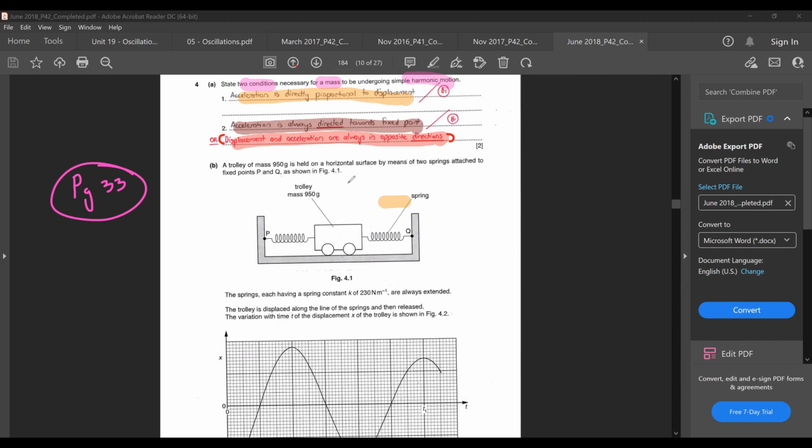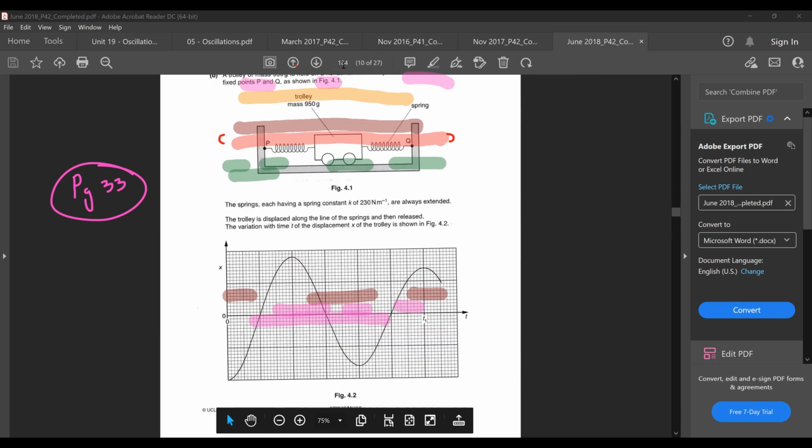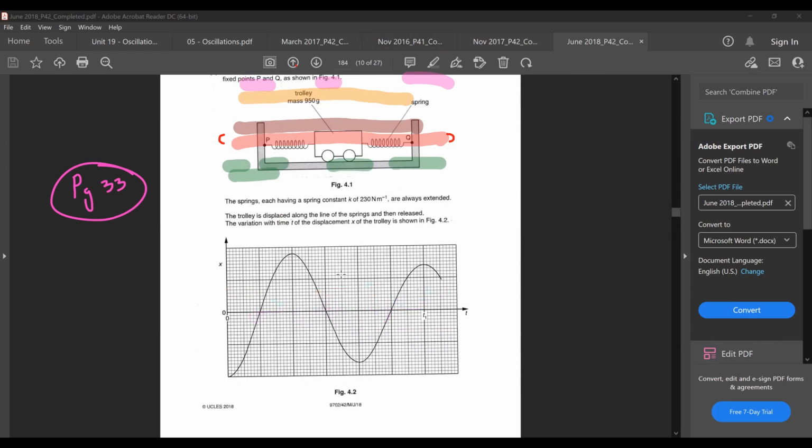Okay, so if this one is okay, then you move on to part B. Now, a trolley of mass 950 grams is held on a horizontal surface by means of two springs attached to fixed points P and Q as shown in this figure here. Then after that, they mentioned to you that the springs, each having a spring constant of K 230 Newton per meter, are always extended. The trolley is displaced along the line of the springs and then released. And then after that, the variation with time t of the displacement x of the trolley is as shown here. Okay. This one is the oscillation of your trolley. They're showing the displacement with respect to time.